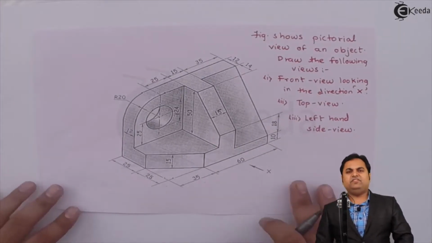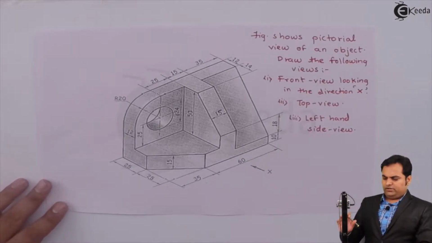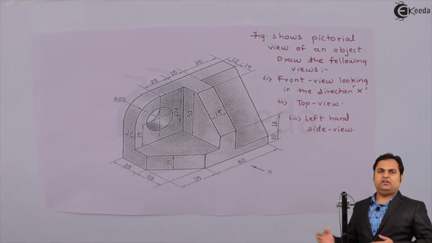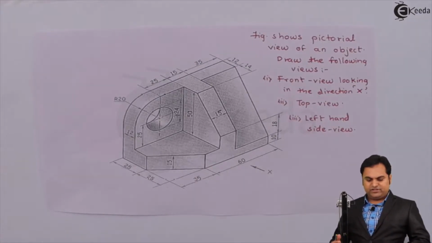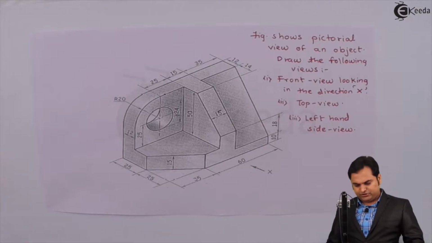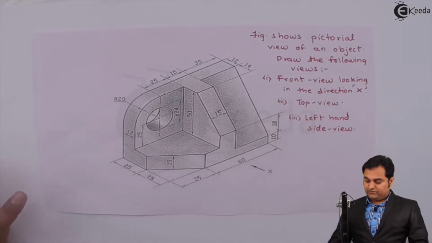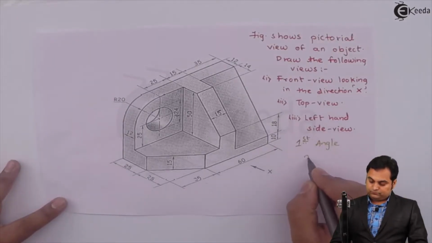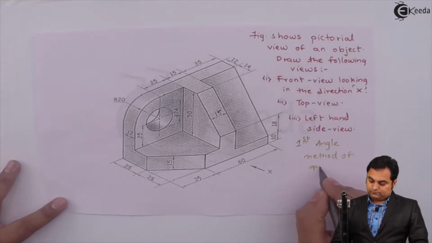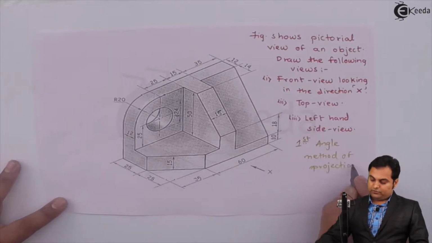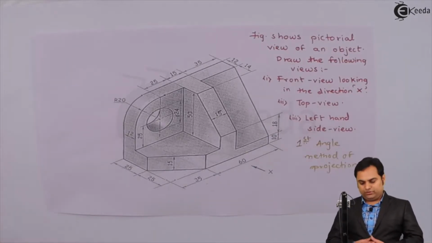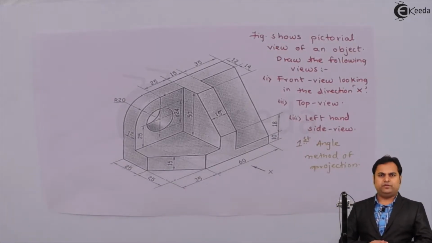And if we see in this question, the method is not mentioned here. That is, either we should draw it in first angle or third angle, that is by using first angle method of projection or third angle method of projection. So if nothing is mentioned, we are going to draw it by using first angle method of projection.